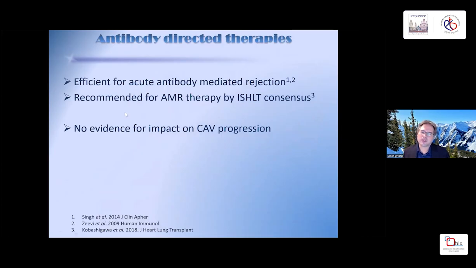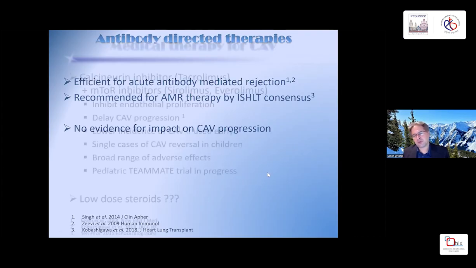So these strategies and combinations thereof have been shown to be quite effective for acute antibody-mediated rejection. And they're also recommended in the consensus guidelines of the ISHLT as a therapy. But there's actually no good evidence yet what they do in regards to the long-term consequences of the antibodies and whether they can prevent graft vasculopathy progression.